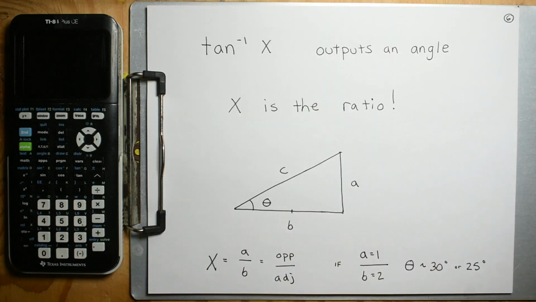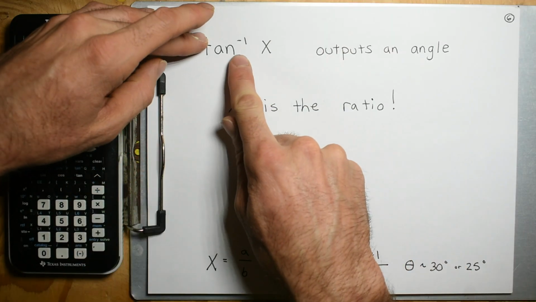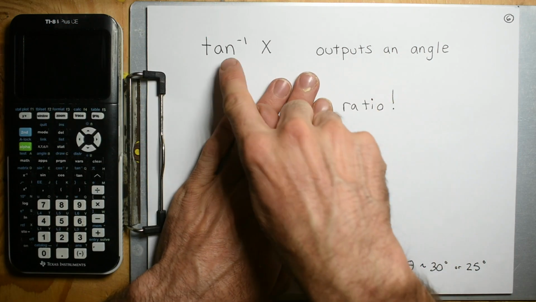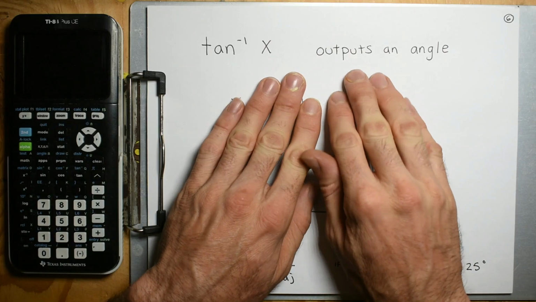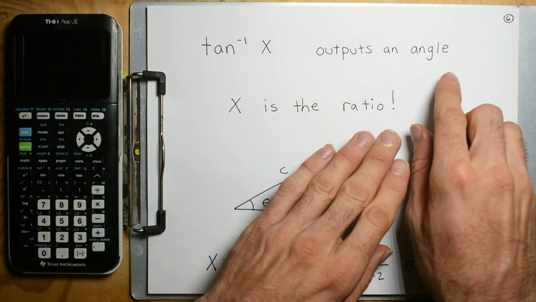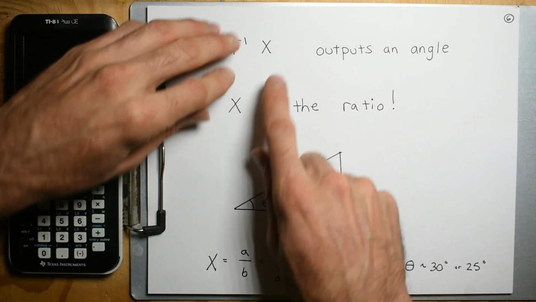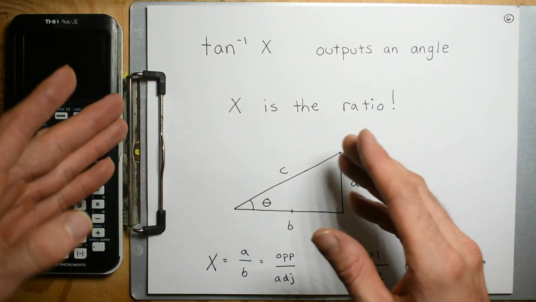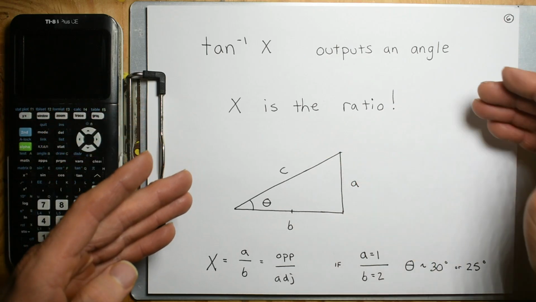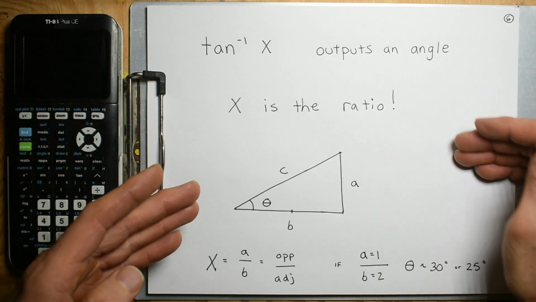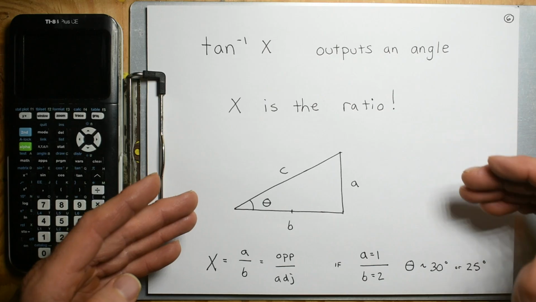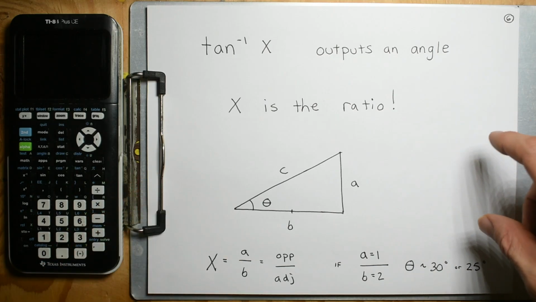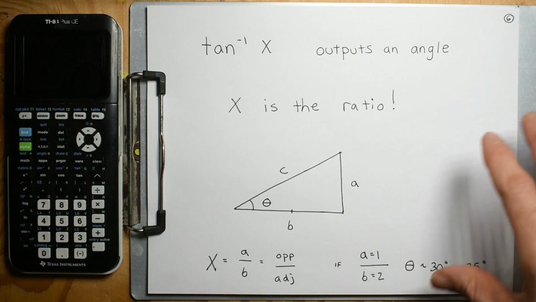Okay, so inverse tangent of x. The output: if we say this is an equation, the output is going to be an angle. But what is x? X is a ratio. And anytime you're going to use sine, cosine, tangent, cotangent, cosecant, secant, it's the cotangent, secant, and cosecant that mess with my mind.